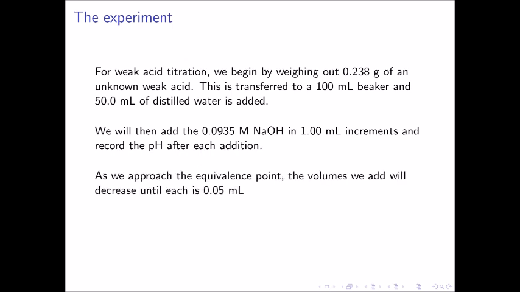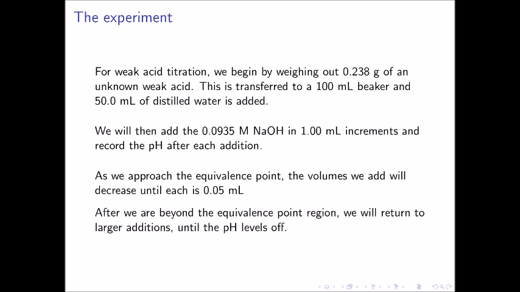As we approach the equivalence point, the pH will begin to increase rapidly, and so we have to decrease the volume of base added. Around the equivalence point, we will be adding no more than 0.05 milliliters of base each addition. Once we are beyond the equivalence point region, we can return to larger additions, and we will continue to titrate until the pH levels off.